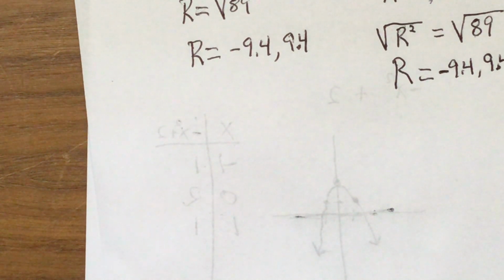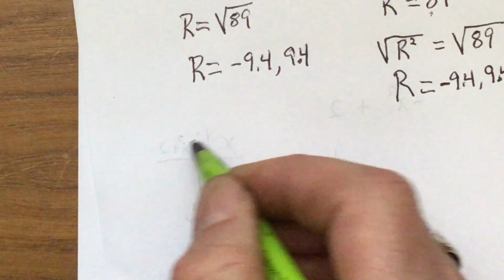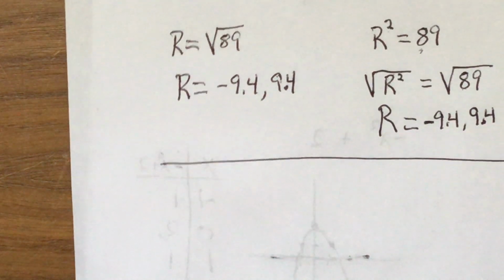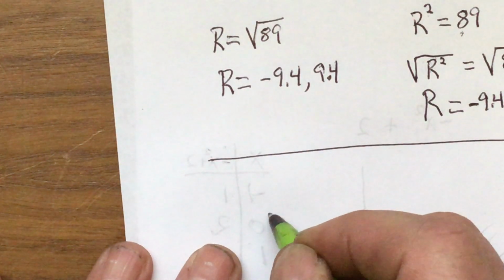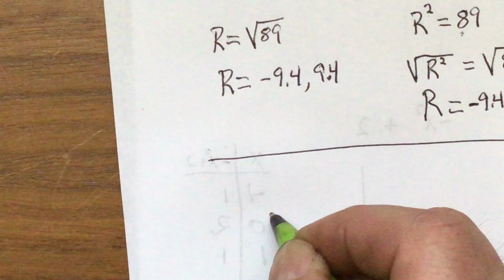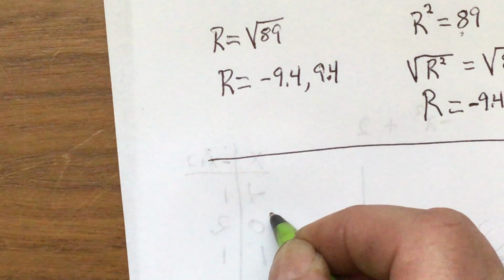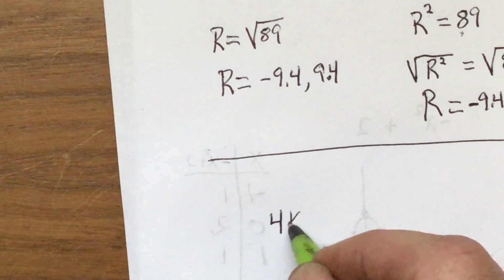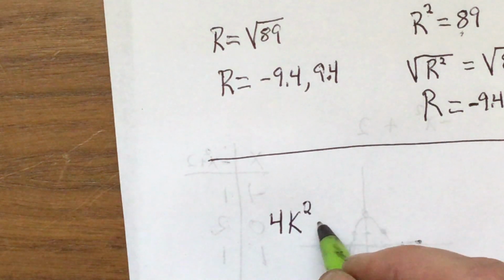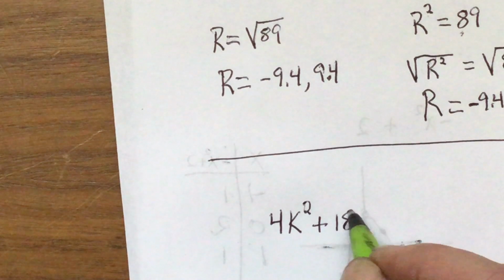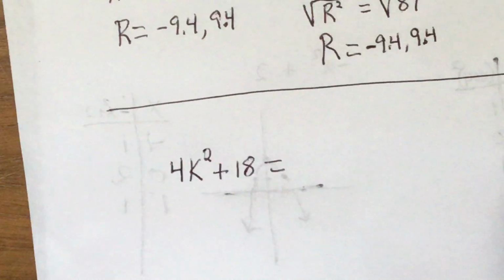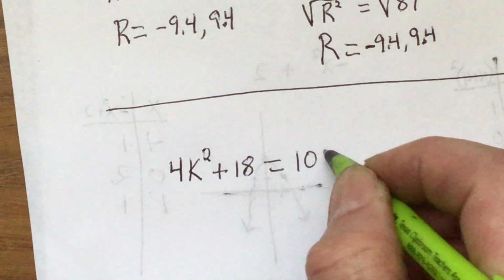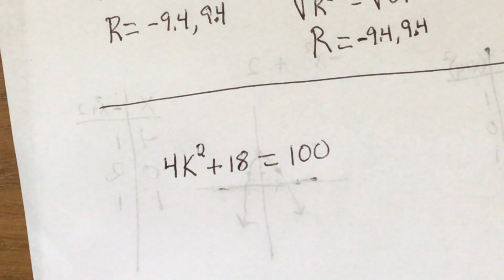Now what if our equations start getting more elaborate though? So let's look at one of those. How about 4k squared plus 18 equals, I'll just put 100. I don't know how this is going to turn out.